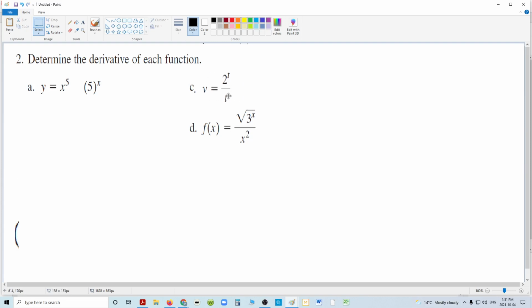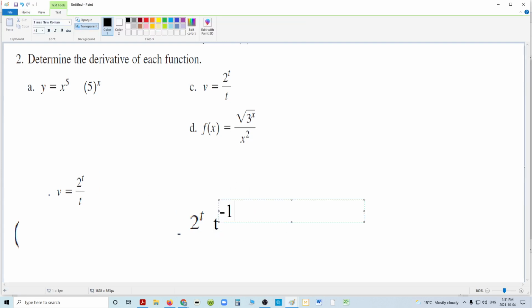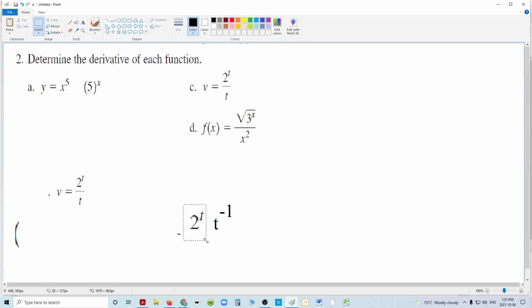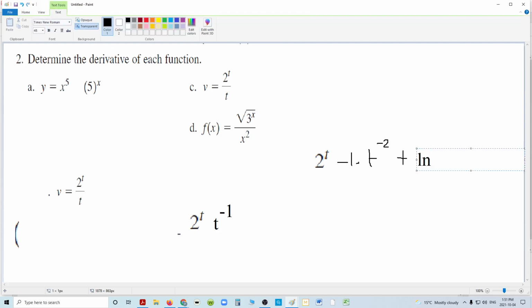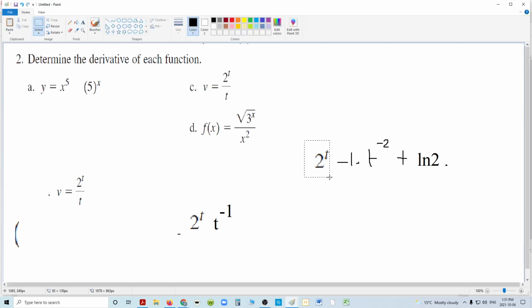What about this one? Well, you could use the quotient rule, but I prefer to notice that this is the same as this, which means I'm going to take the first function and multiply it by the derivative of the second function, which is just minus 1 t to the minus 2, and I'm going to add the derivative of this function, which is ln 2 times the function itself times the derivative of the exponent, which is just 1, times this function.